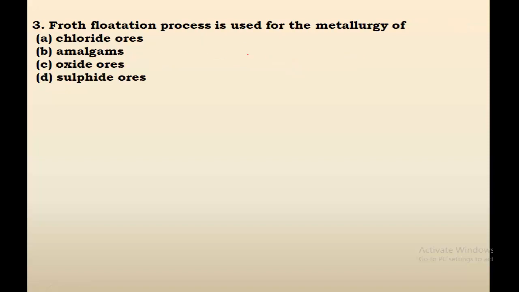And third one, froth flotation process is used for the metallurgy of. As I already told you, froth flotation is mainly made for lighter ore particles, and sulfide ores are lighter ore particles, and hence option D is the right one. That is, sulfide ores. Froth flotation process is used for the metallurgy of sulfide ores.